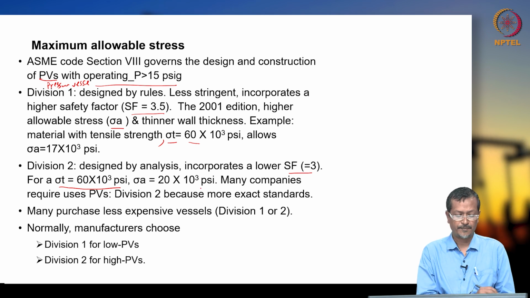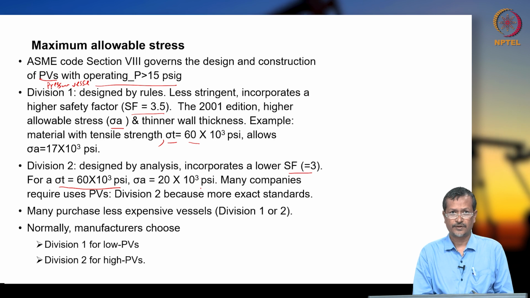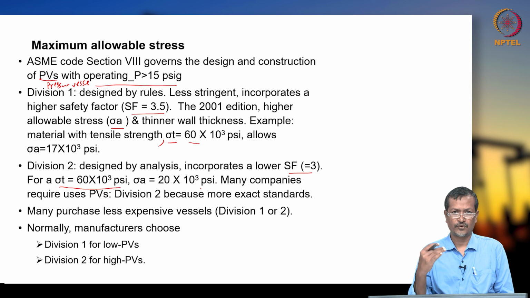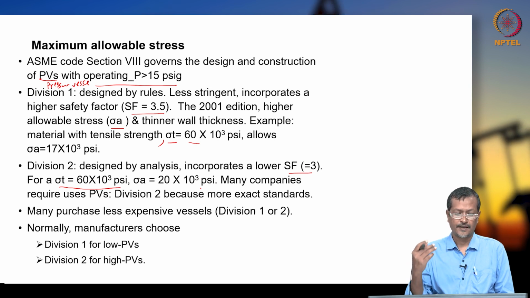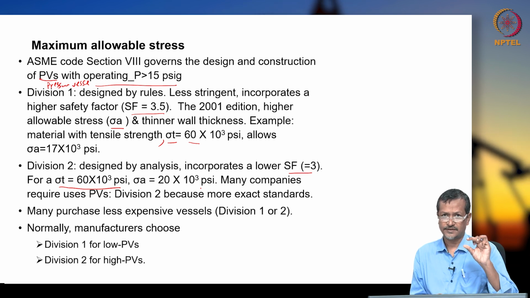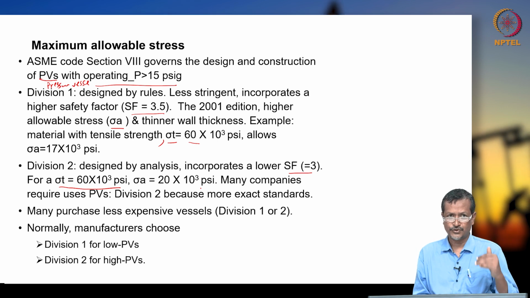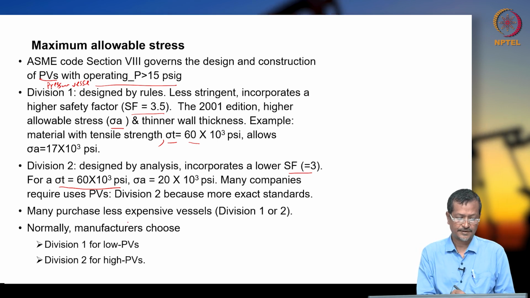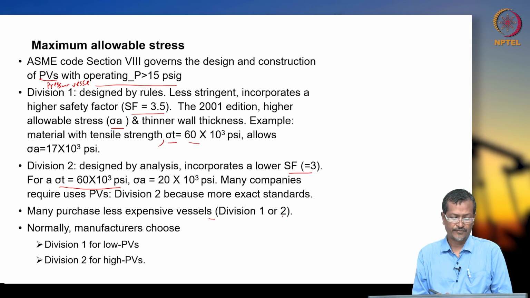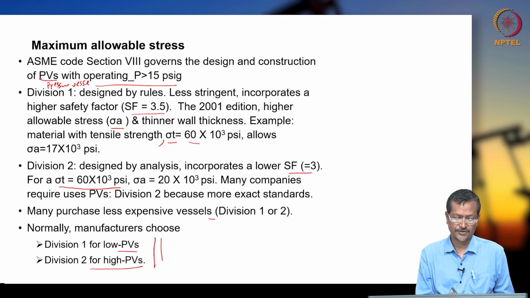Many companies use Division 2 pressure vessels because it gives lower thickness and follows more strict standards. Division 1 follows less strict standards, but has more factor of safety. For high pressure vessels, it normally goes to Division 2. Many companies purchase less expensive vessels, Division 1 or 2. Normally manufacturers choose Division 1 for low pressure vessel applications, and Division 2 for high pressure vessel applications.